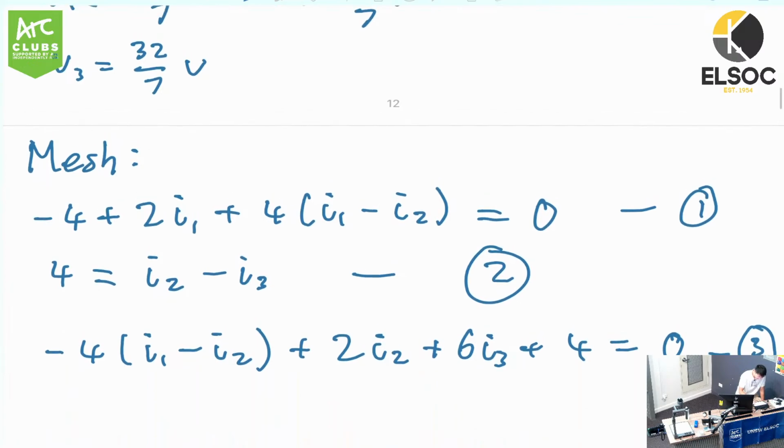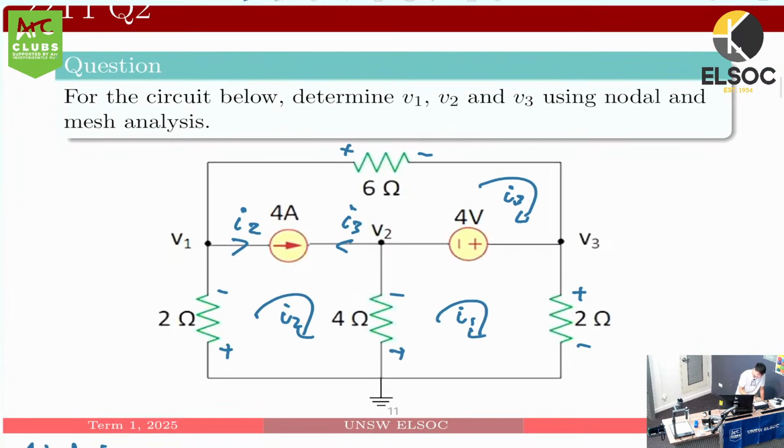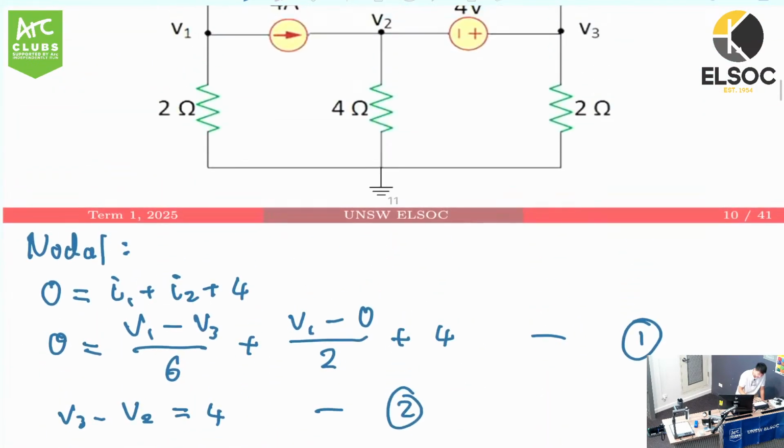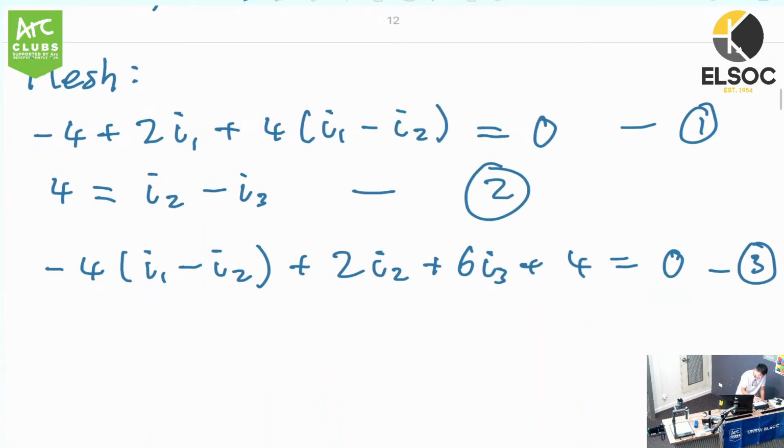And just a quick tip for mesh analysis. Since I've labeled all my directions going clockwise, and I've assigned polarities starting from I1, then I2 and I3, whenever I have an element between two meshes, it's always going to be the lower current minus the higher current. So in this case, it would be I1 minus I2. If there was an element between I2 and I3, then it would be I2 minus I3. All good?